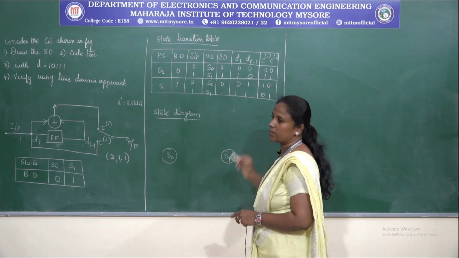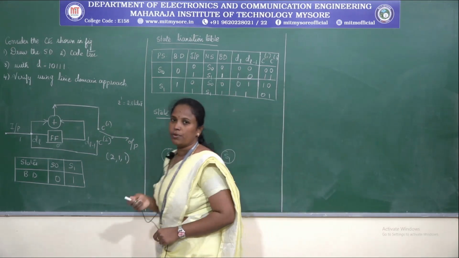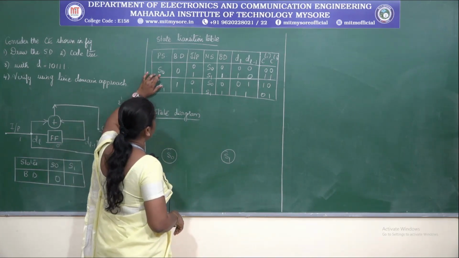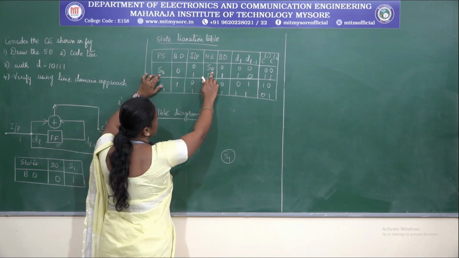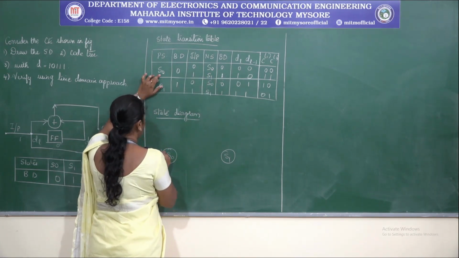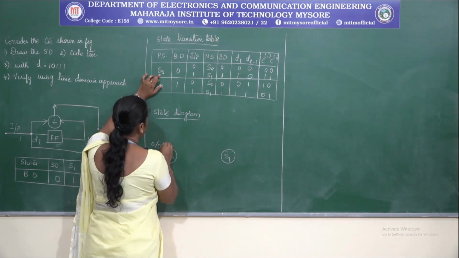So this is how we have constructed the state transition table. Now for the state diagram, we have two states, 0 and 1. The present state is 0. If the input is 0, what is its next state? It is S0. That means it remains in the same state with input 0. What is its output? It is 0, 0.